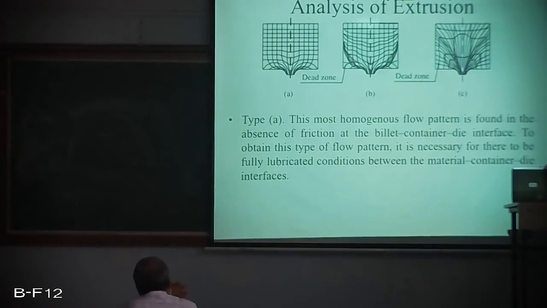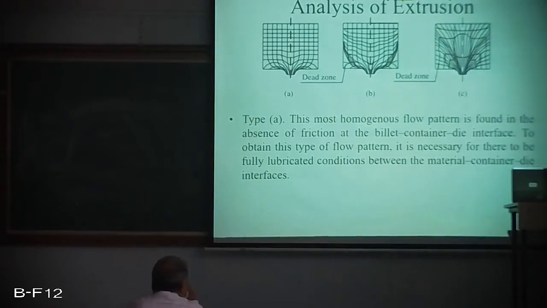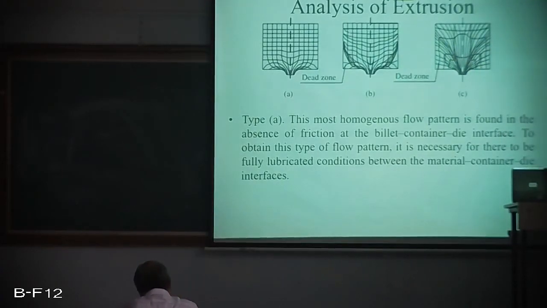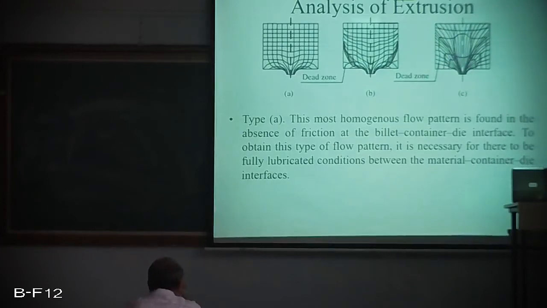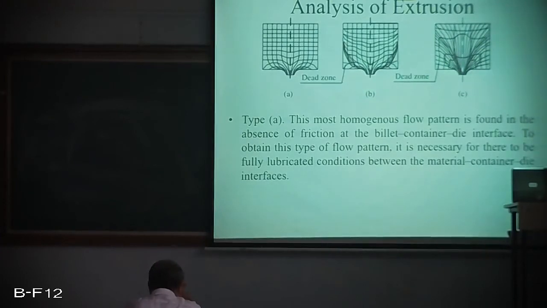So the first one, type A. Over here the flow is quite homogeneous and is found in the absence of friction at the billet container as well as the die interface. To obtain this type of flow pattern, it is necessary for the die to be fully lubricated, in fully lubricated conditions between the material, container and die interfaces.